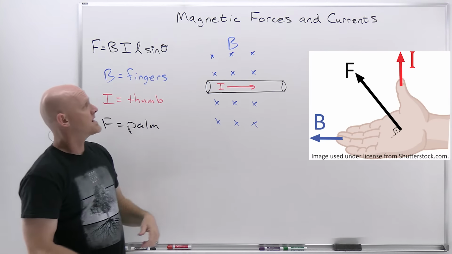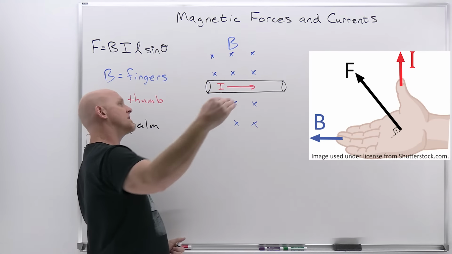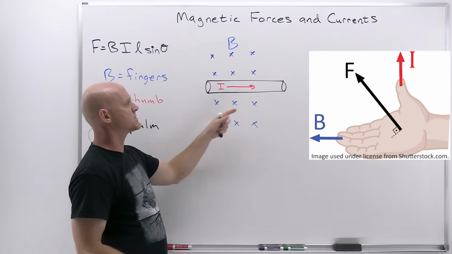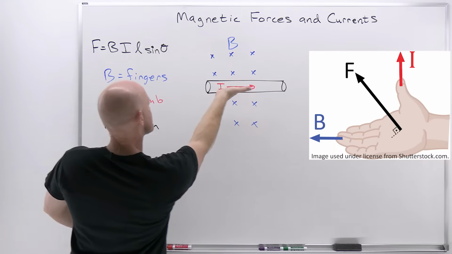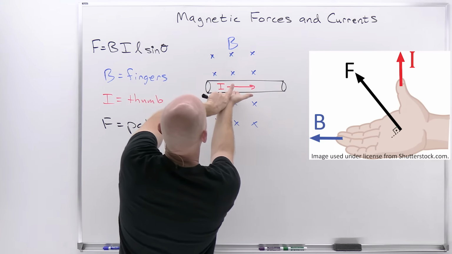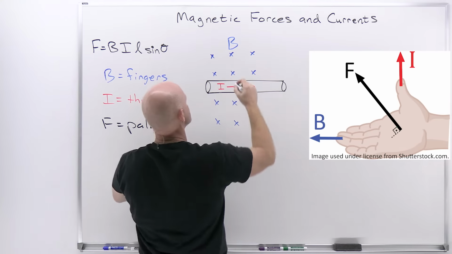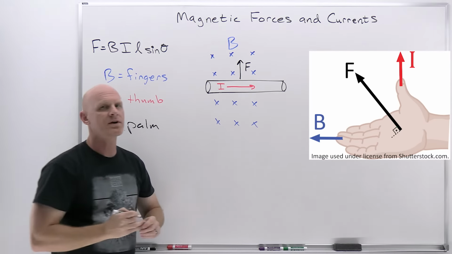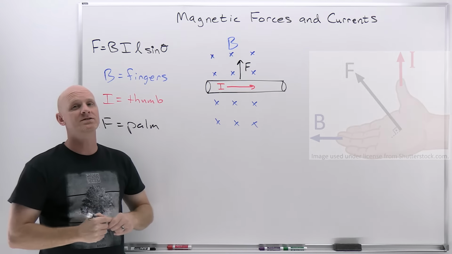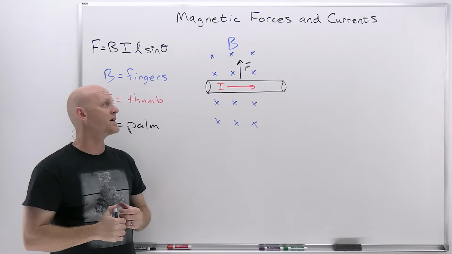In this case, then, an example. So we want to put our fingers into the board. Again, these X's refer to a magnetic field pointing into the board. We want our thumb to point to the right, and we can see that our palm is pointing up. And so in this case, there's a force pulling on this lovely current-carrying wire in the upward direction. That's the application of our right-hand rule.